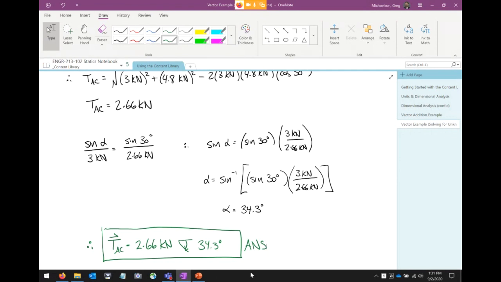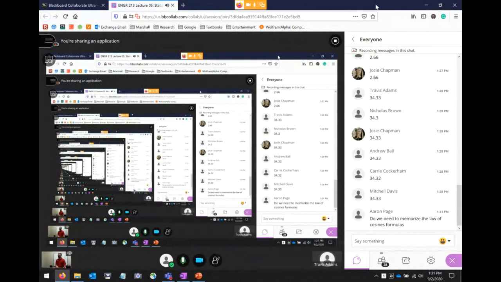Do we need to memorize the law of cosine formulas? I've never really been one to be a memorization guy, so my short answer is going to be no. But you are going to be having timed exams, and so it wouldn't hurt to make sure that you can recall some of this stuff.